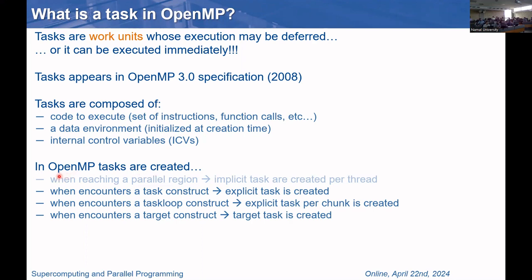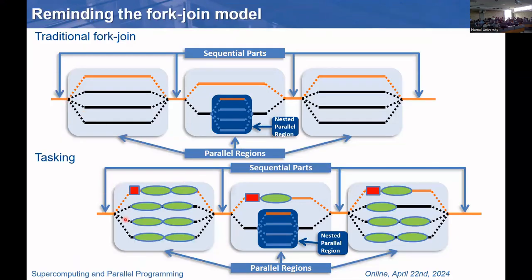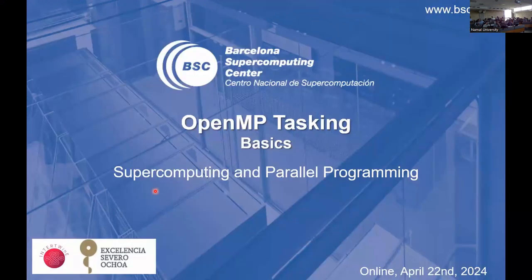So the first thing is when reaching a parallel region. At this point, we have the creation of some, what we call, implicit tasks, which would be the threads that are below the execution. So this green thing is an explicit task, but the executor is actually an implicit task.